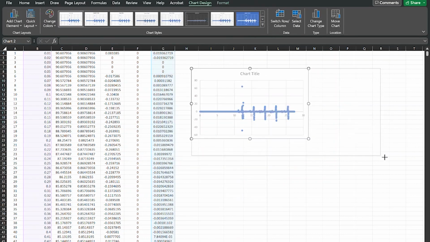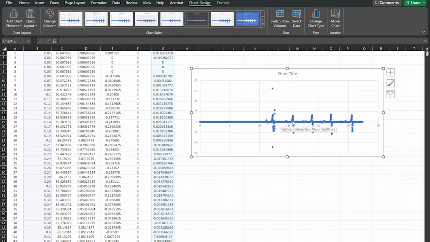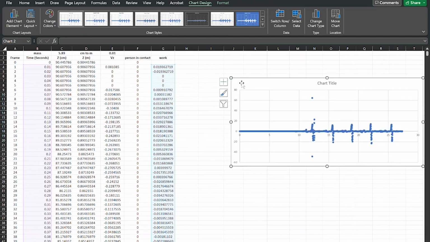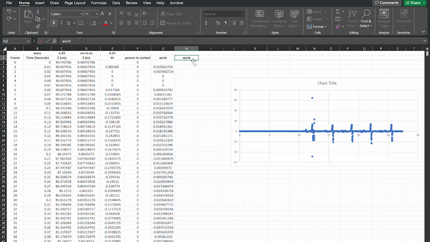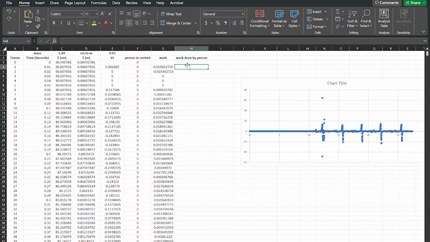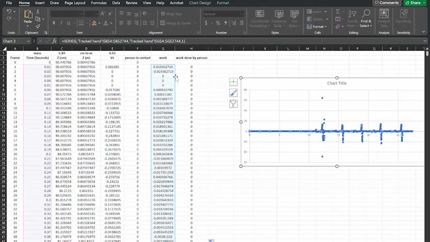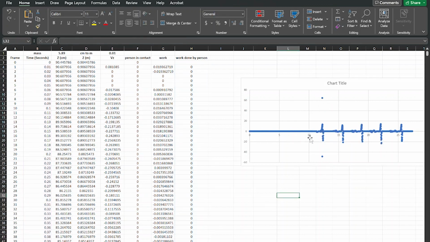All right, so we have some work done on the ball. It goes up and down, and it has these spikes when we hit the ground. So let's say work done by person. Work done by person is the work done now if we're in contact with the ball. Doing this, plot that one, and we can see that most of that stuff goes away, all those spikes where the ball is in contact with the ground, that goes away, right? And we have two outliers here, so we're just going to ignore that for now, right?